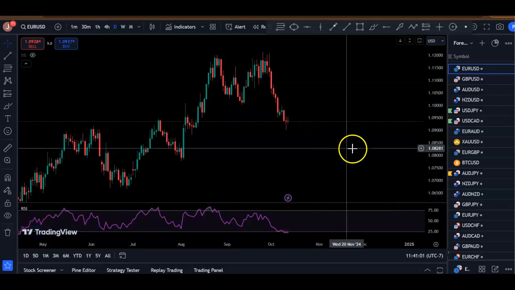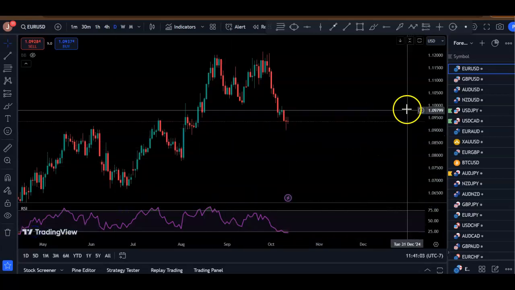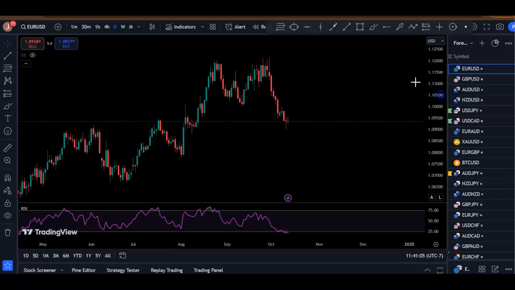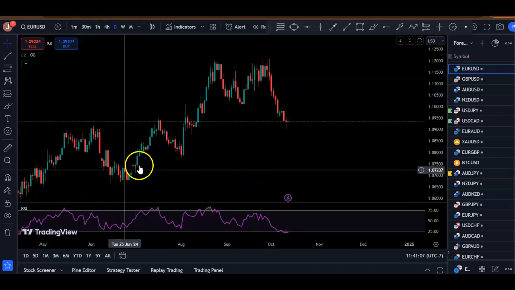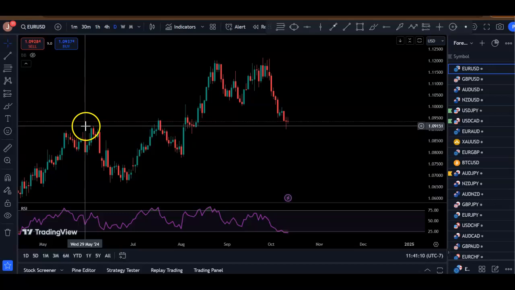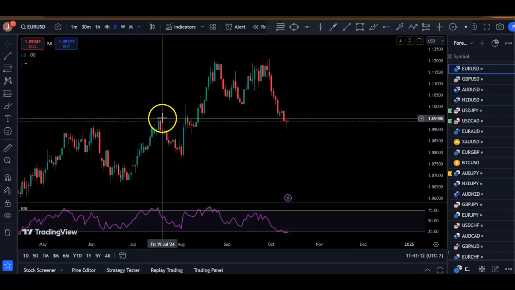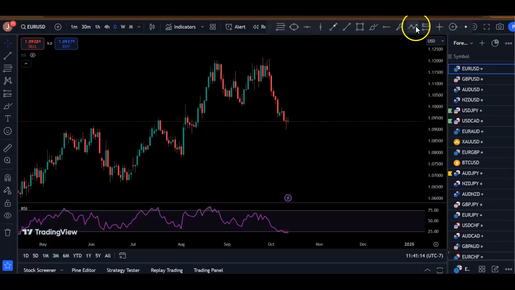Pretty much, I'm gonna start from zero. I'm gonna remove all the drawings right now. So let's start with the EURUSD. I always like to see the daily and see the price action on daily and broken structures. You can see we have it. Let's do the analysis real quick.